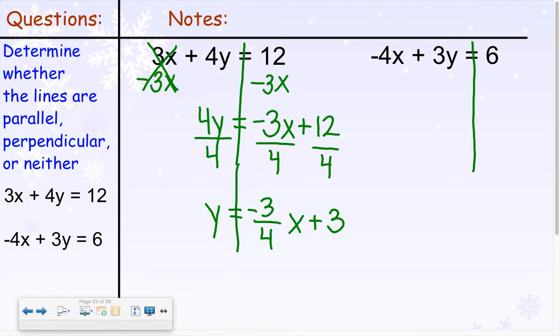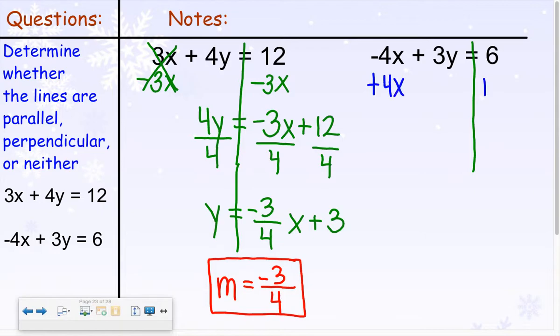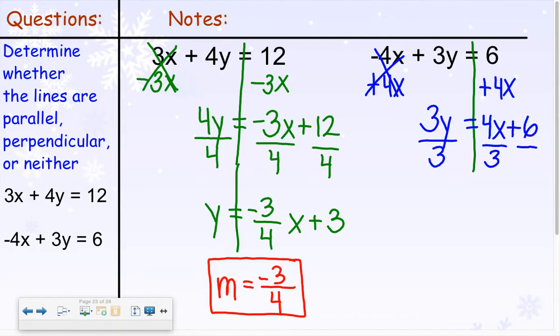So my slope in this equation is negative 3/4. So that's what I care about from this equation. I don't care about the y-intercept. I don't care about the plus 3. The only thing I care about is the negative 3/4. All right, let's do the same thing on this side. We have a negative 4x, so we have to add 4x this time. Divide everything by 3. And again, all I care about is my slope. My slope in this equation is 4/3.